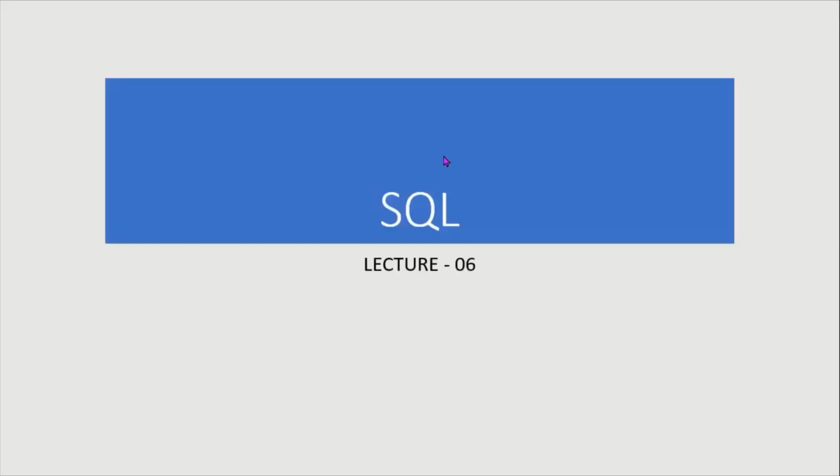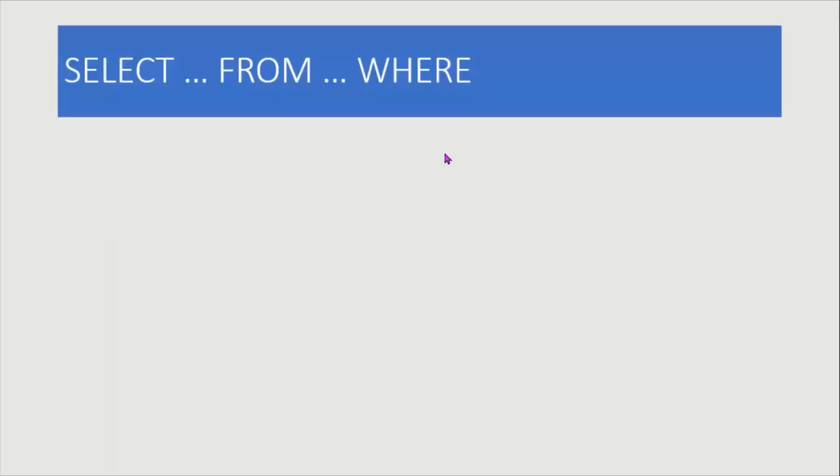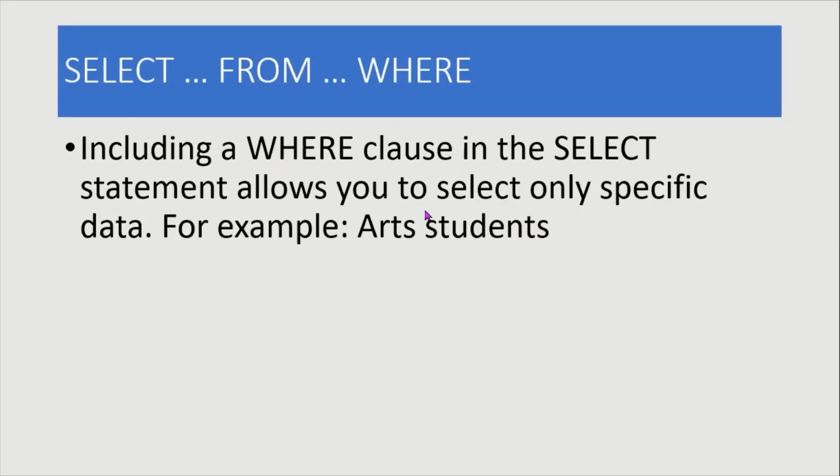As shown from the students table, I just want to see only the list of our students who are majoring in arts or who are majoring in science. How do I find that kind of list? That is where this tutorial comes into action, that is select from, and then we're adding the where clause.